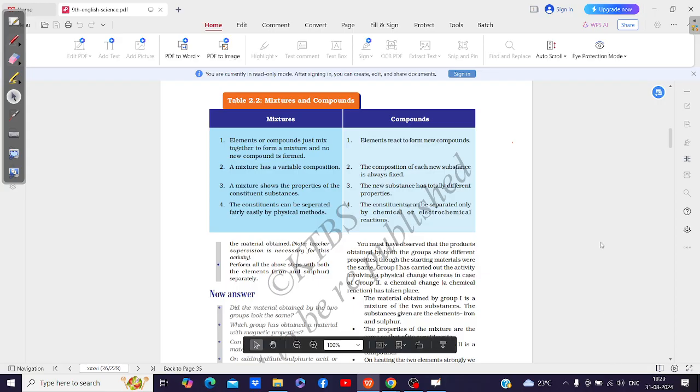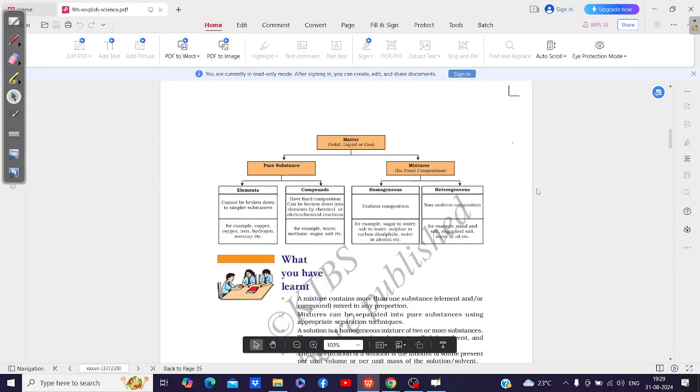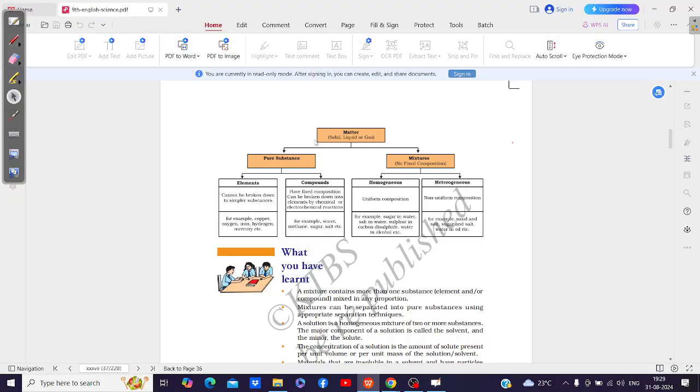I think we already discussed this in the first class itself: matter, solid, liquid, gas, pure substances and mixtures, elements and compounds. Elements cannot be broken down into simpler substances. Compounds have a fixed composition and can be broken down into elements by chemical or electrochemical reactions, for example water, methane, sugar, salt. Examples of elements are copper, oxygen, hydrogen, mercury. Salt is a compound, NaCl.